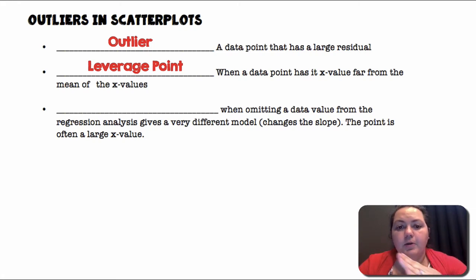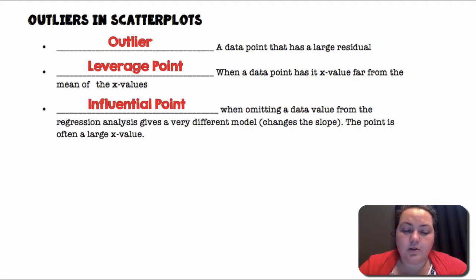Typically, a leverage point will be in line with all your other data values, so it kind of strengthens the slope. Okay. If it is not in line with the other data values and it greatly impacts the slope, then it's an influential point. Okay, so an influential point greatly changes the slope. So if you omit that data value and the regression analysis changes a lot, then that point would be influential.